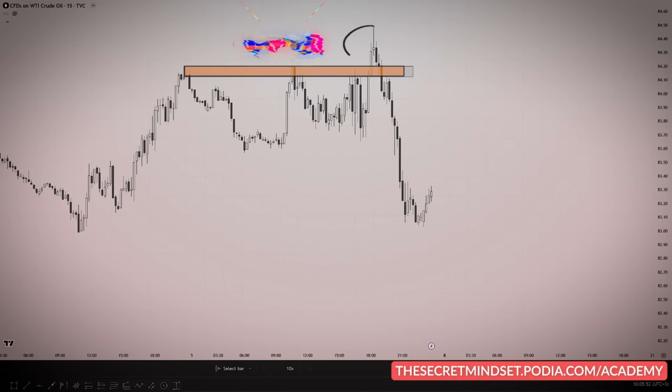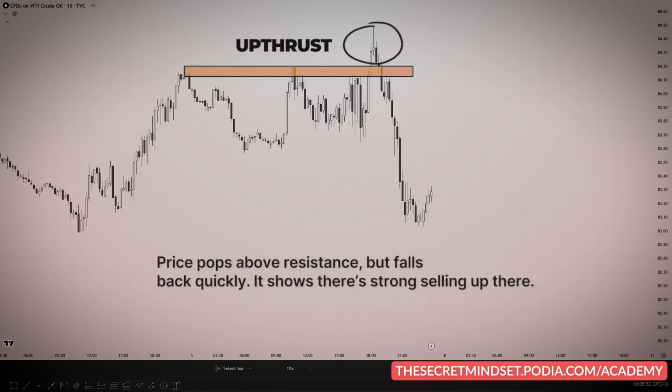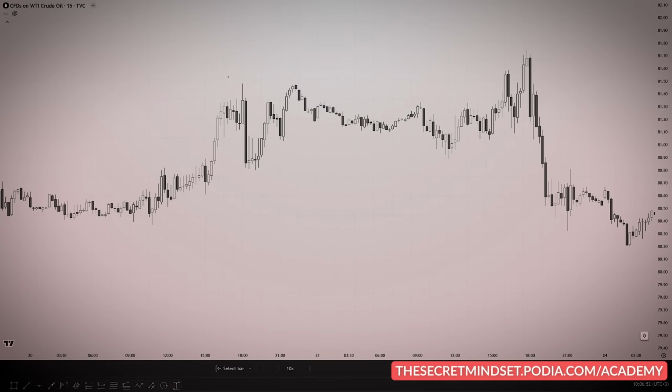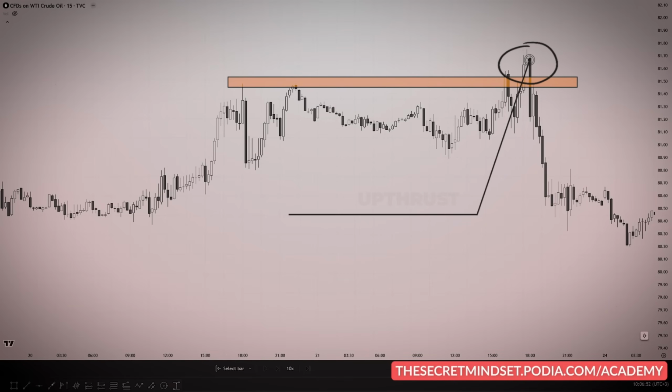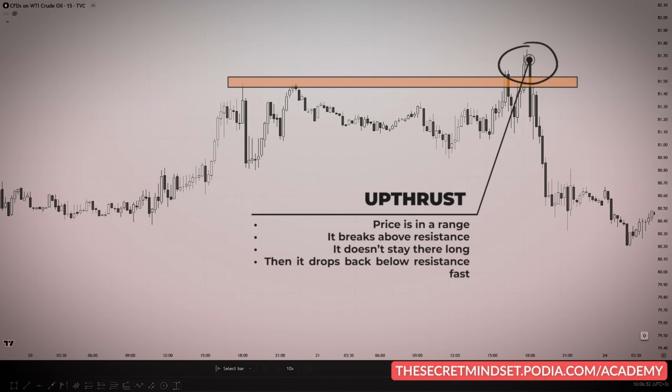Upthrusts are the opposite. Price pops above resistance, but falls back quickly. It shows there's strong selling up there. It often leads to a move down. Here's how to spot an upthrust. Price is in a range. It breaks above resistance. It doesn't stay there long. Then it drops back below resistance fast.